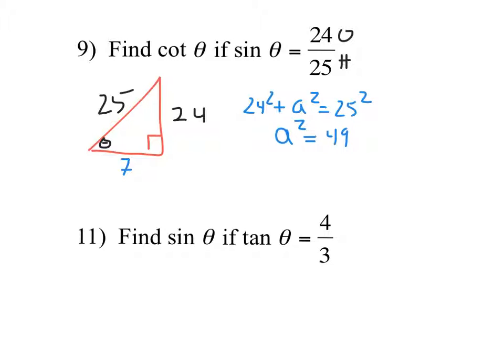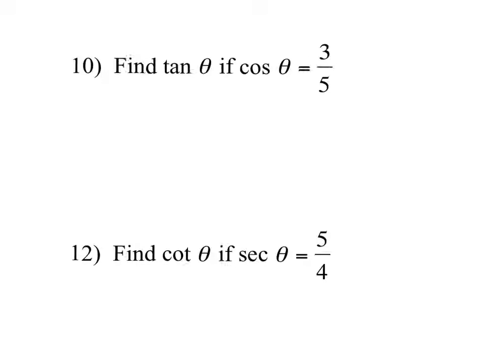Okay, cotangent is going to be adjacent over opposite. Labeling my triangle, you've got opposite, hypotenuse, adjacent, 7 over 24. And I'm going to go to the next page and see what else we got.